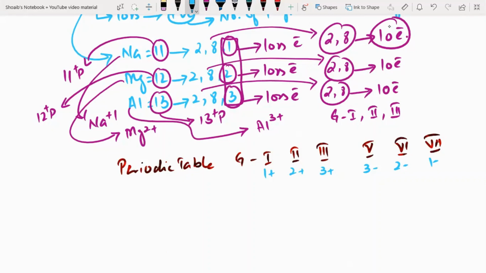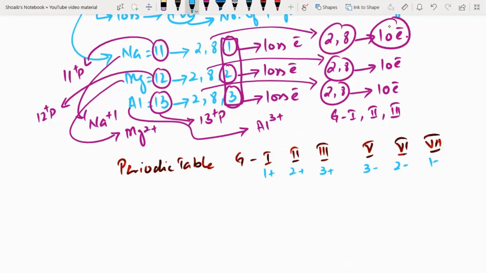Most of the students ask me why not group number 4. Group number 4 belongs to carbon and silicon, and carbon and silicon go for covalent bonding. And for your information, group number 4 has 4 positive and 4 negative as well. So till the O levels, you have to memorize these 3 groups for the positive and the 3 groups for the negative, and the 4th group is for covalent bonding.